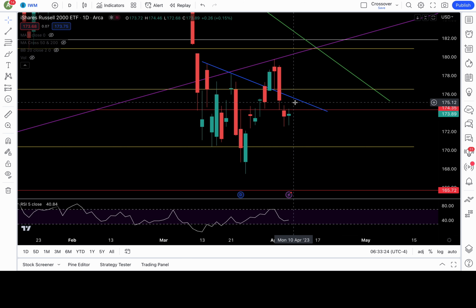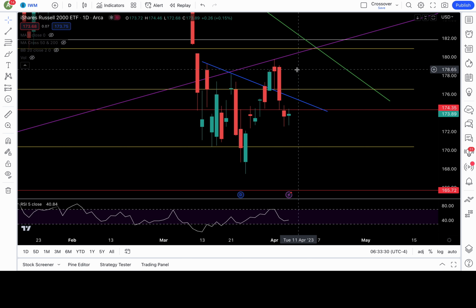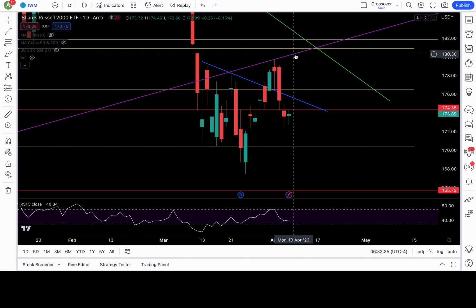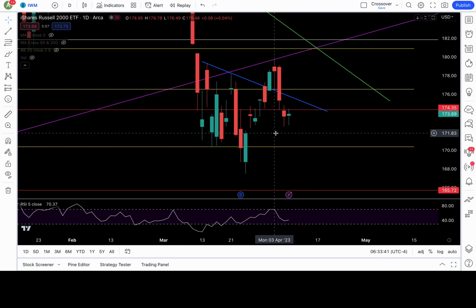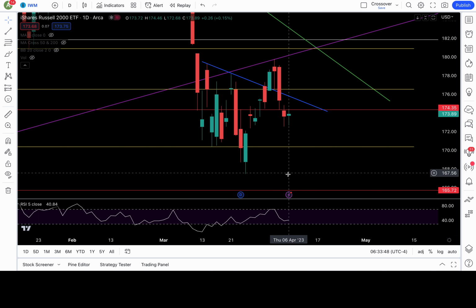If that clears, look to long with 175.6, 176.5, 178.6, and 180.3-ish in play. Okay, a breakdown of 172, look to short, guys. There is a gap around 171.8, but I think, yeah, it'll fill, probably break down and go test 170.3 and 167.5.